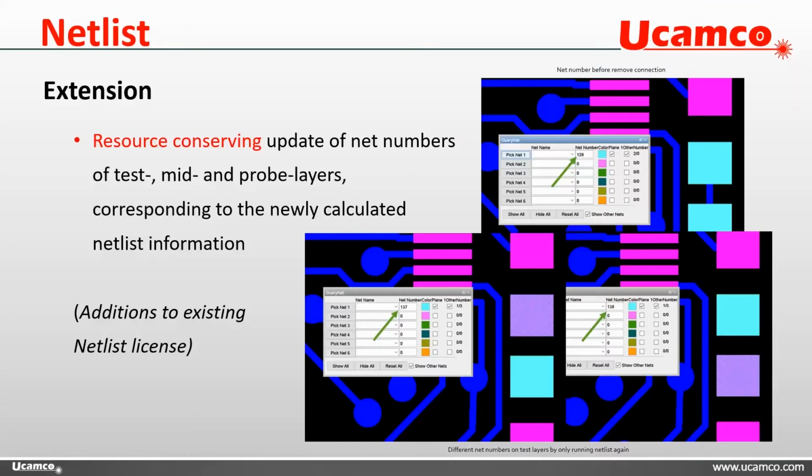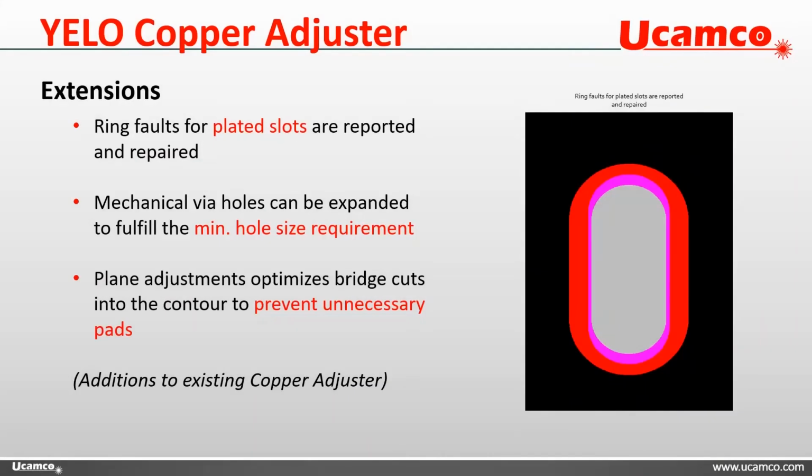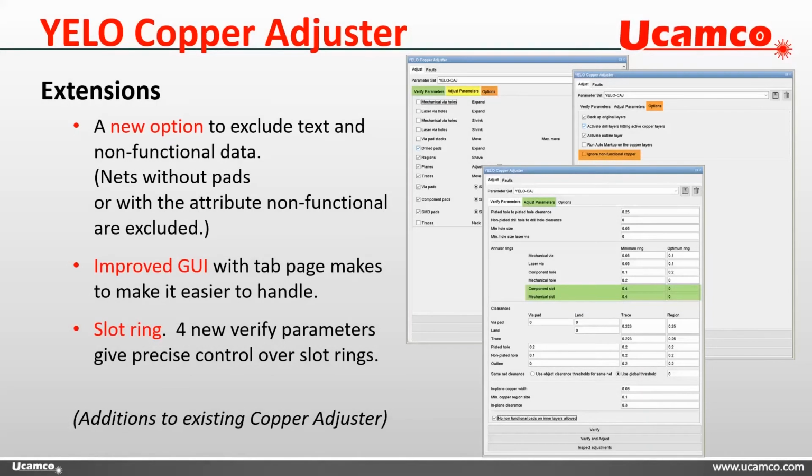Next part on our highlight list is all about our copper adjuster. Ring faults for plated slots are reported and repaired now. Mechanical wire holes can be expanded to fulfill the minimum hole size requirements. Plane adjustments optimize bridge cuts into the contour to prevent unnecessary pads. A new option to exclude text and non-functional data. That's all nets without pads or all objects with the attribute for non-functional are excluded now.